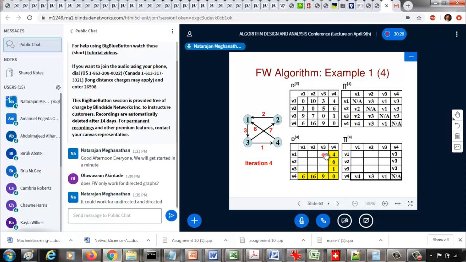Now the distance from V1 to V3 is currently 3. Can we do less than 3? So the vertical line will reach here at 9, horizontal at 4. So 9 plus 4 is 13, not less than 3. So stay with 3, and the predecessor entry is V1. So that's V1 here. So that's what we have to do for the other entries.